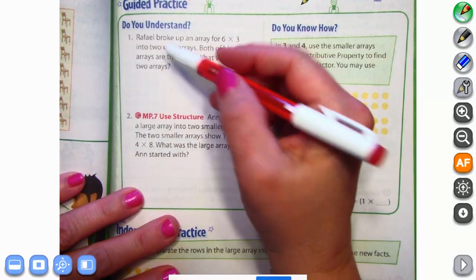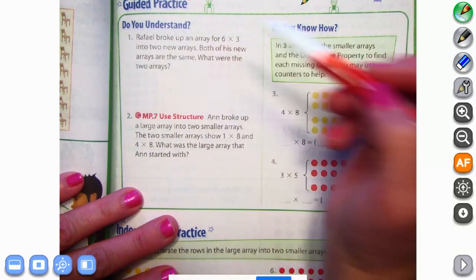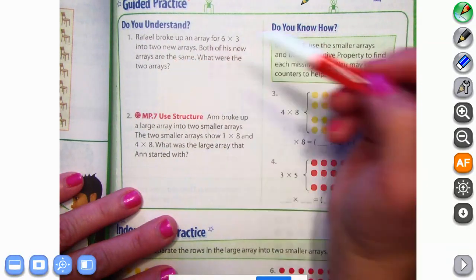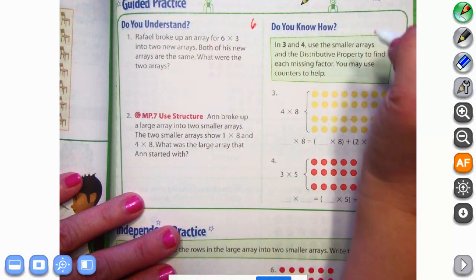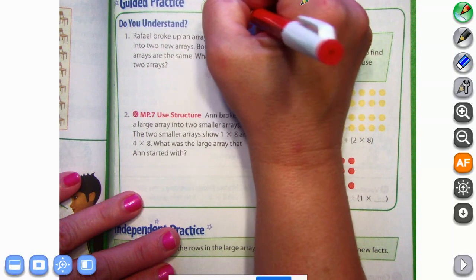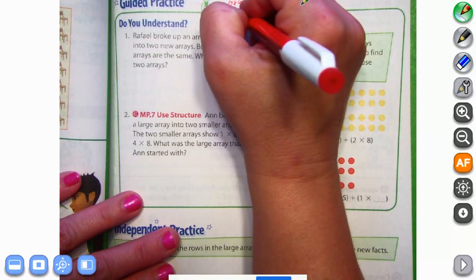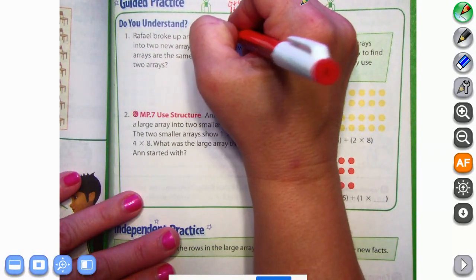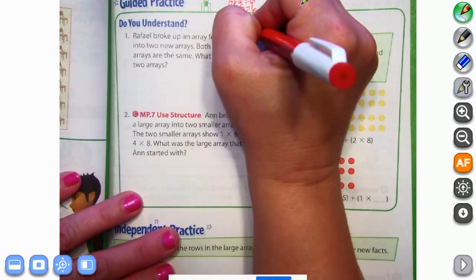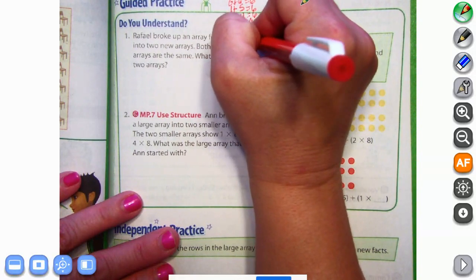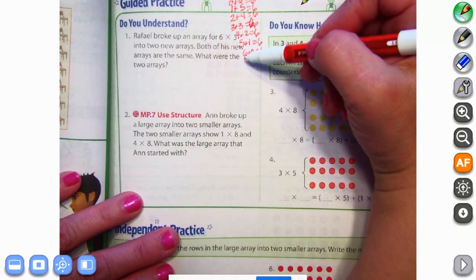So on the guided practice, page 111, it says Raphael broke up an array for 6 times 3 into 2 new arrays. Both of his new arrays are the same. What were the 2 arrays? If you have 6, what are all of the ways to get to 6? We can do 1 plus 5 equals 6, 0 plus 6 equals 6, 2 plus 4 equals 6, 3 plus 3 equals 6, 4 plus 2 equals 6, 5 plus 1 equals 6, and 6 plus 0 equals 6. But which one shows that both sides are even?